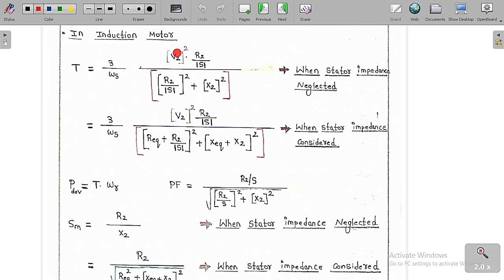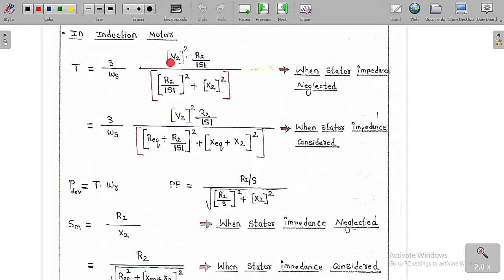So in induction motor, we will see different equations. The torque is equal to 3 by omega s into Vt square into (R2 by s) by ((R2 by s) whole square plus x2 square). I have already told you one important formula which is very simple, 180 by 2 pi ns, or simply 3 by omega s, because omega s is 2 pi ns by 60. If 60 goes upward, we get 180 by 2 pi ns. So simply we can write 3 by omega s or 180 by 2 pi ns.